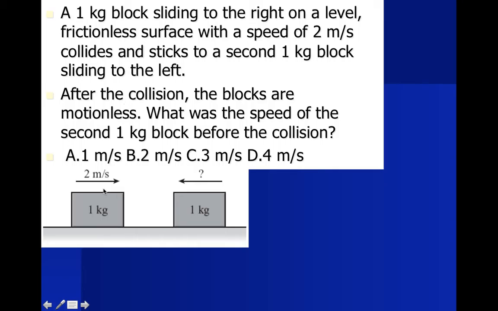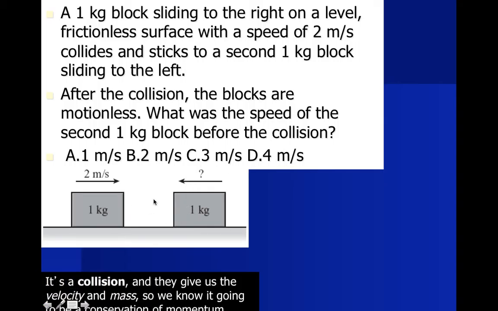Now, just thinking about it, 1 kilogram has a speed of 2 meters per second. Interestingly, they use speed instead of velocity here, but sometimes the MCAS switches speed and velocity without really thinking about it, but that's okay. The second 1 kilogram box is going to the left, so both have the same mass. One's going 2 meters per second. The other one, they're asking, what's going to happen after the collision? After the collision, they're motionless. That means they stop. So what speed does this block have to have in order for them to stop?